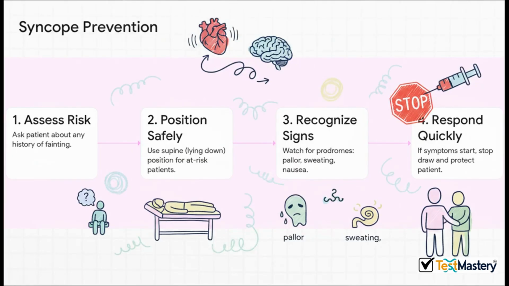Always ask your patient if they've ever fainted during a blood draw. If they say yes, or if they just seem really nervous, have them lie down. And learn to recognize those early warning signs: sudden paleness, sweating, or if they tell you they feel sick. If you see those signs, you stop the draw immediately and protect the patient.